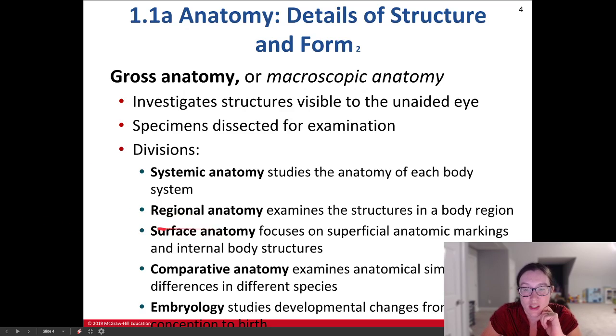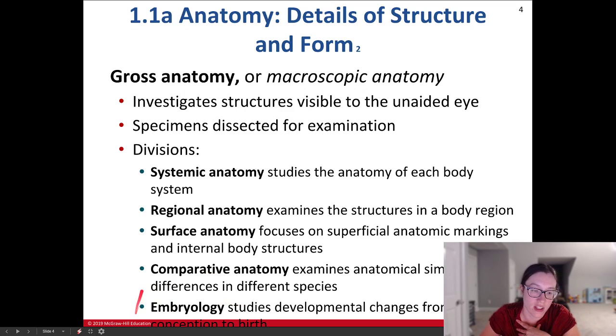Surface anatomy focuses on superficial anatomic markings. Comparative anatomy examines anatomical similarities and differences between different species. So if we were going to look at a horse and a dog and a person and ask, how does the front limb of the horse differ from the front limb of a dog, and how does that differ from the hands of people, and how did they evolve differently?